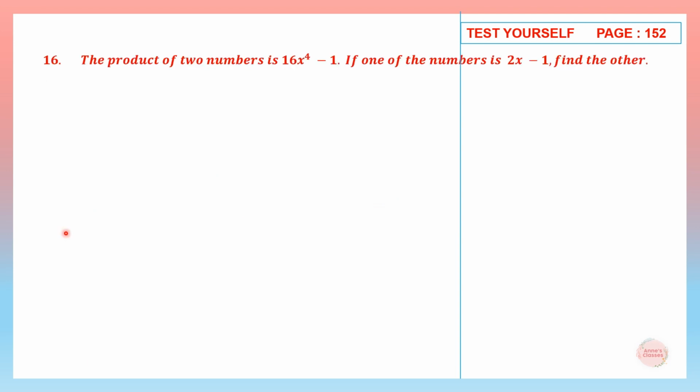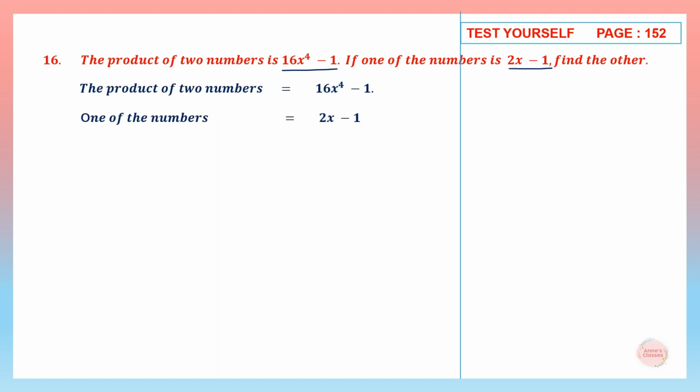Question 16. The product of two numbers is 16x to the power of 4 minus 1. If one of the numbers is this, find the other. So that means we have the product. That means when two numbers are multiplied, this is the product or this is the answer. We have one number, we have to find the other number. So what's given to us? The product of two numbers, one of the numbers. Now let the other number be a. We don't know the other number.